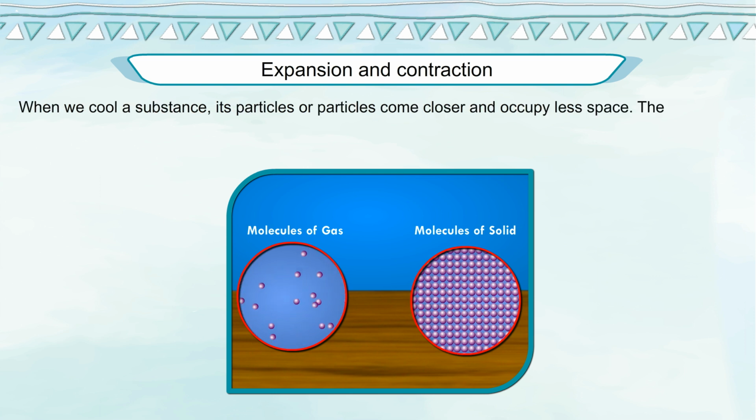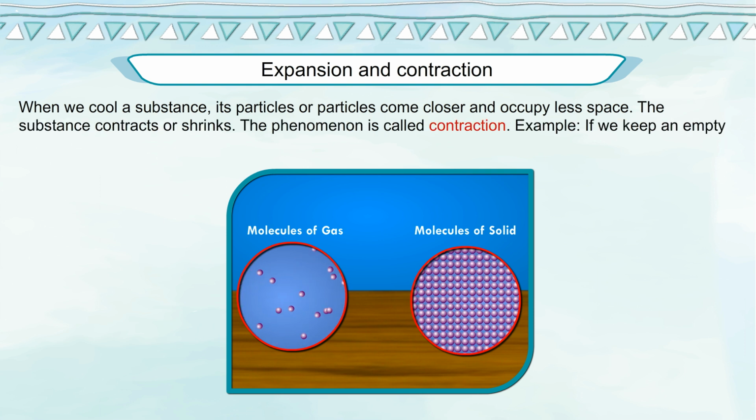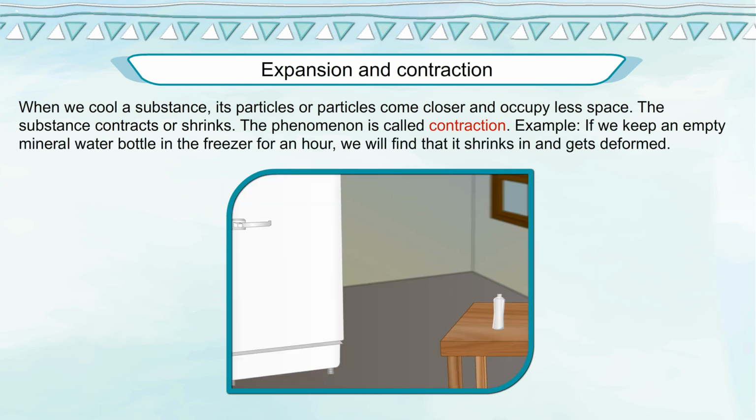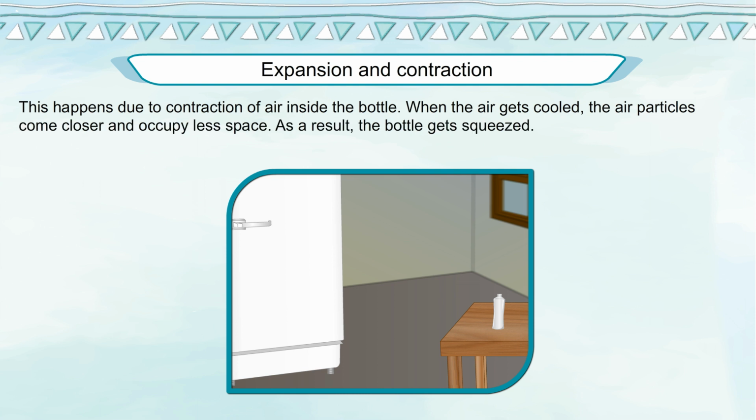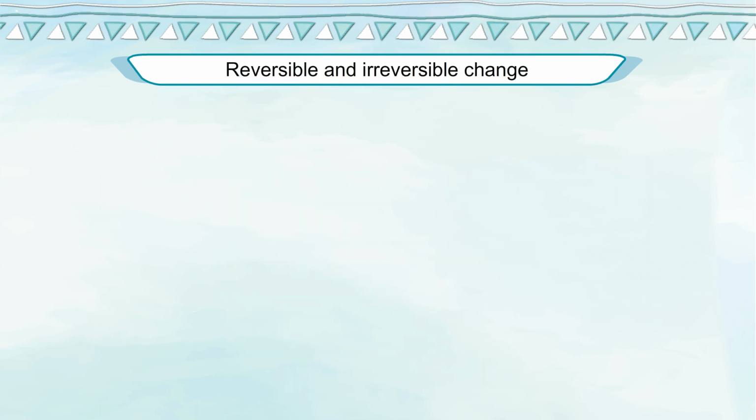When we cool a substance, its particles come closer and occupy less space. The substance contracts or shrinks. The phenomenon is called contraction. Example: if we keep an empty mineral water bottle in the freezer for an hour, we will find that it shrinks in and gets deformed. This happens due to contraction of air inside the bottle. When the air gets cooled, the air particles come closer and occupy less space. As a result, the bottle gets squeezed.